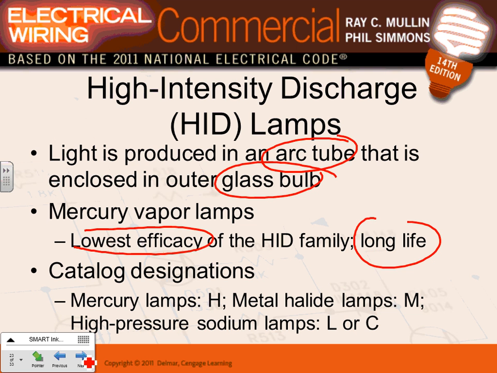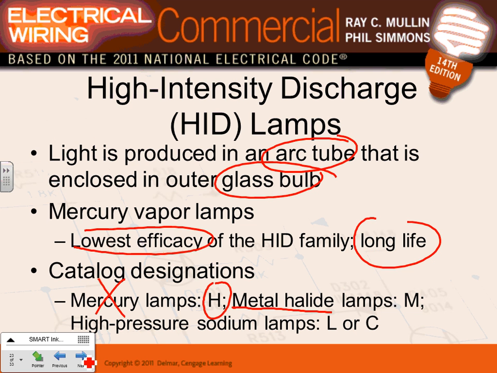Mercury lamps, here's the designation they use, guys. Mercury lamps are phased out. Anybody know why? Environmental reasons. Not a whole lot of mercury can be used, and I don't think you can use them at all even. They give it the designation letter H. Metal halide, you there? Replacement lamps, okay.